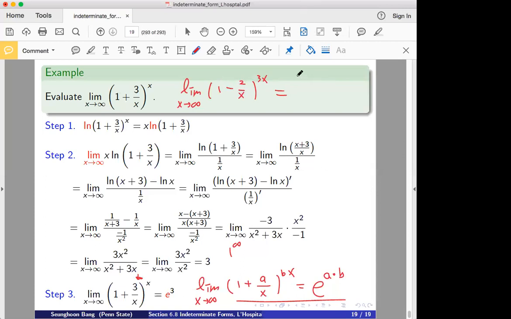Be really careful. This has a positive sign, so you can change it. The limit as x approaches infinity of (1 plus negative 2 over x) to the power 3x. So we have e to the power negative 2 times 3, which is e to the negative 6. We have it. This is one good idea for solving this problem.